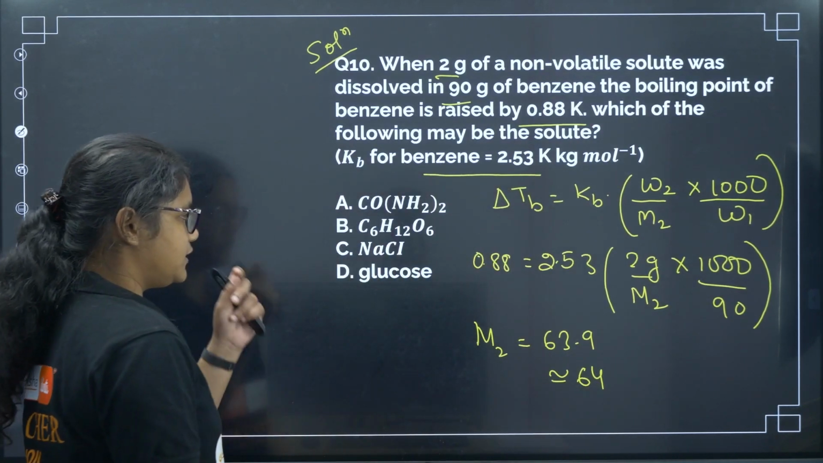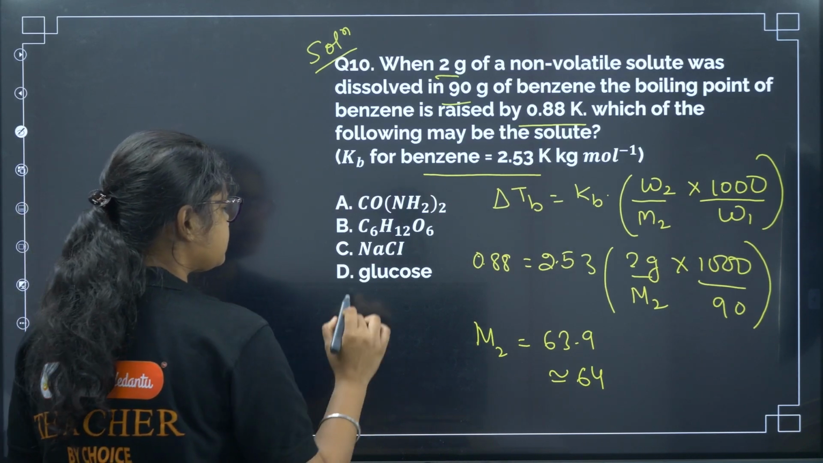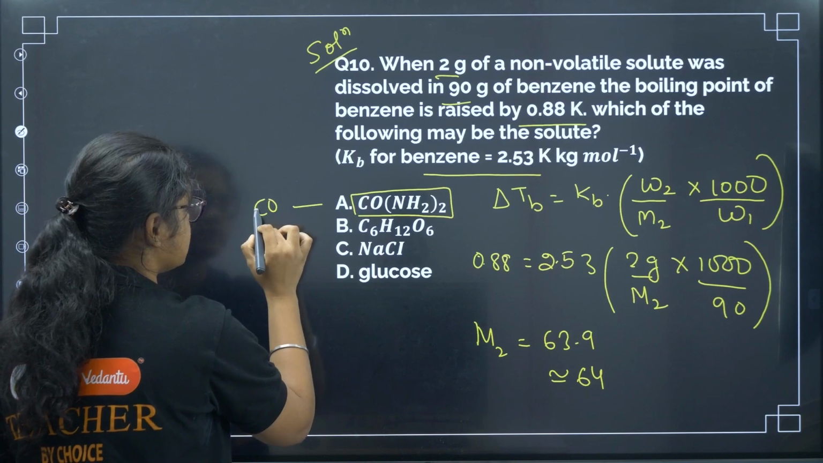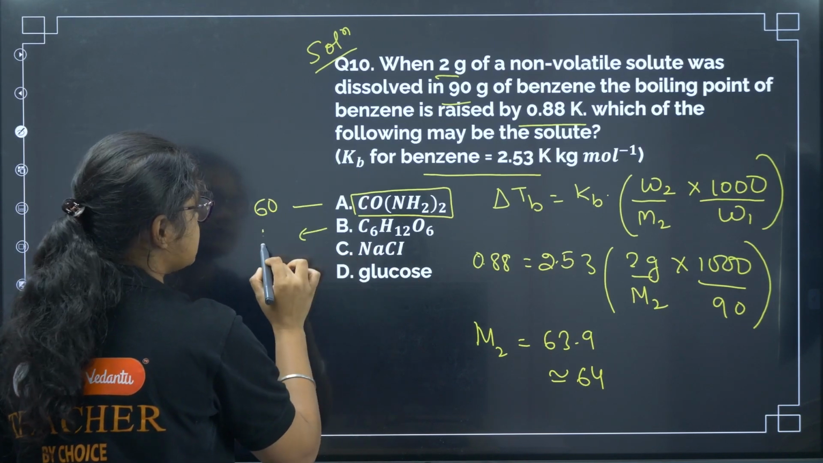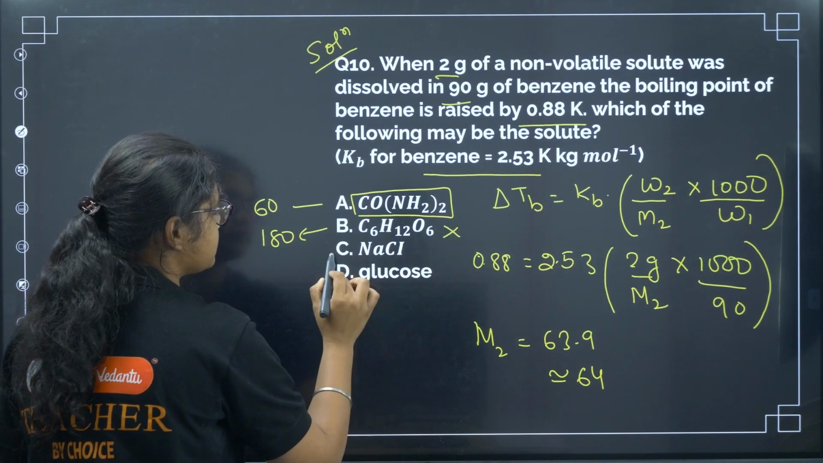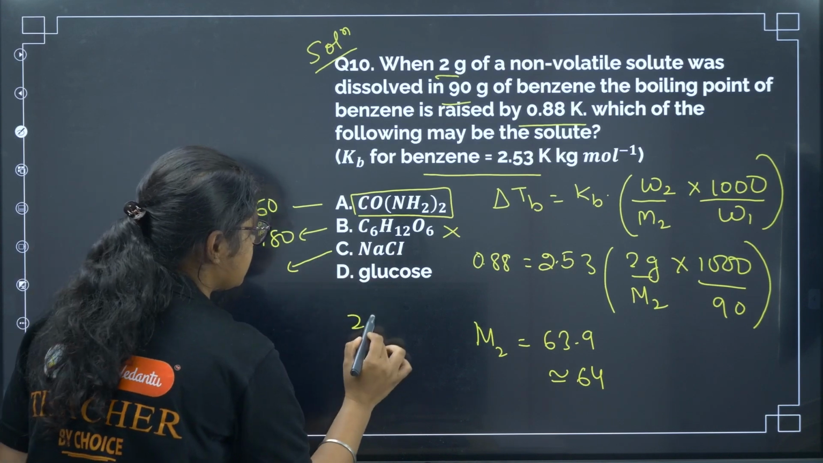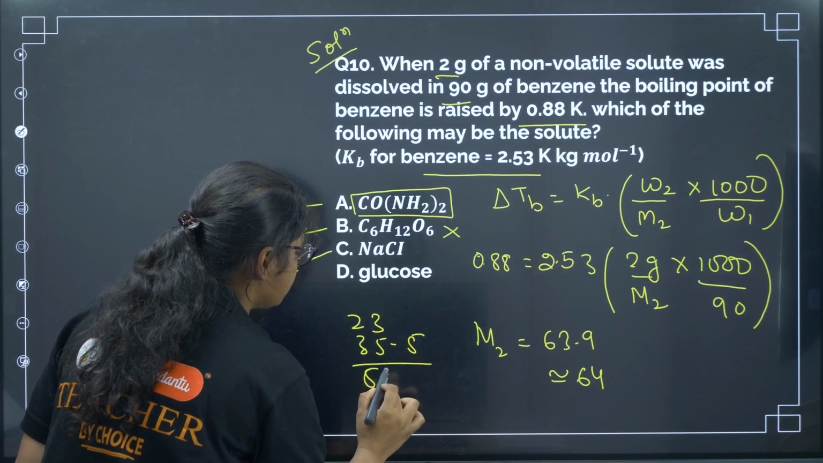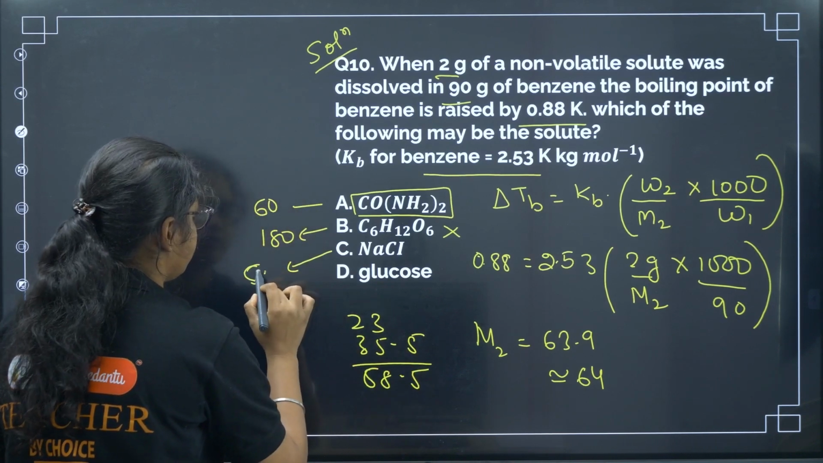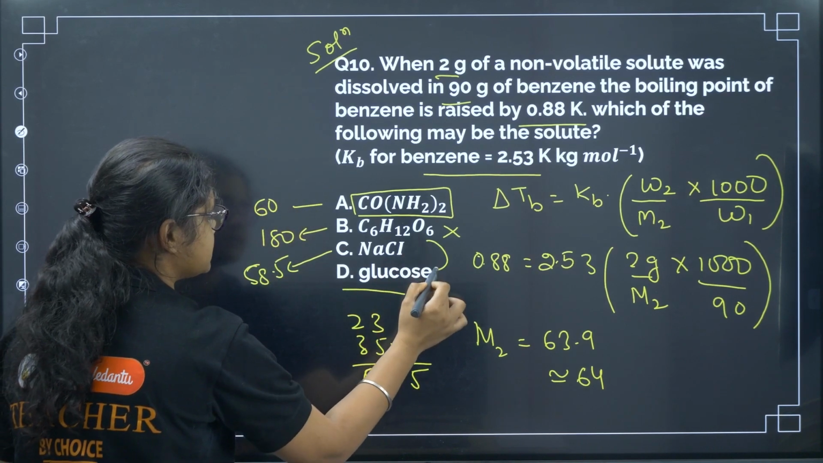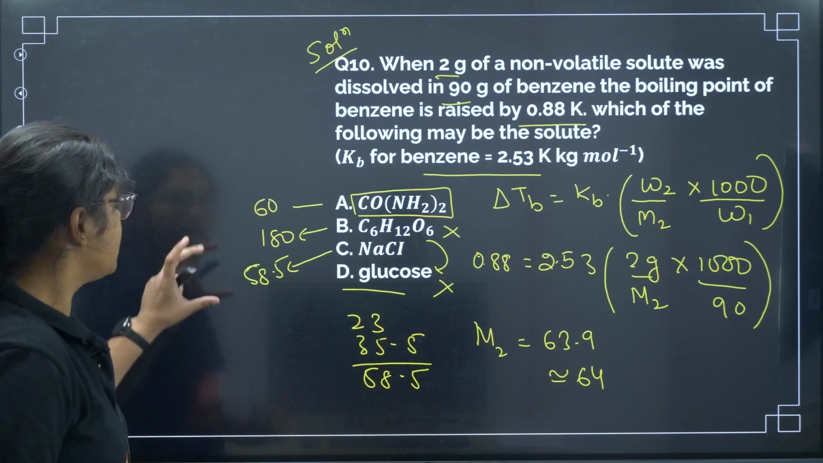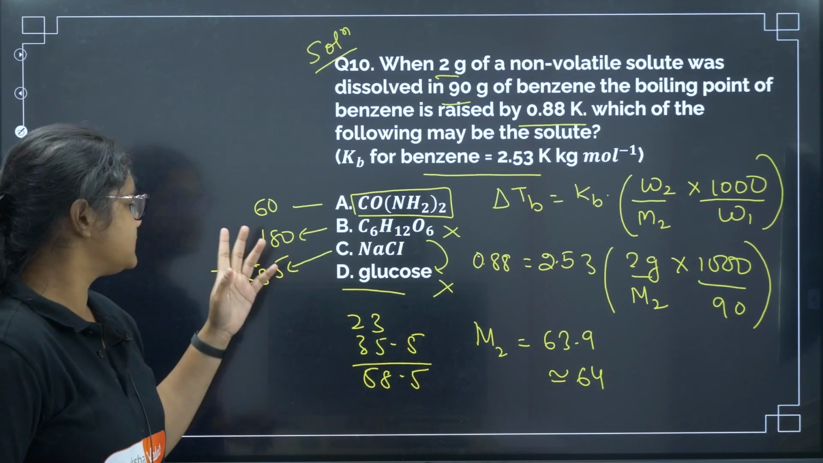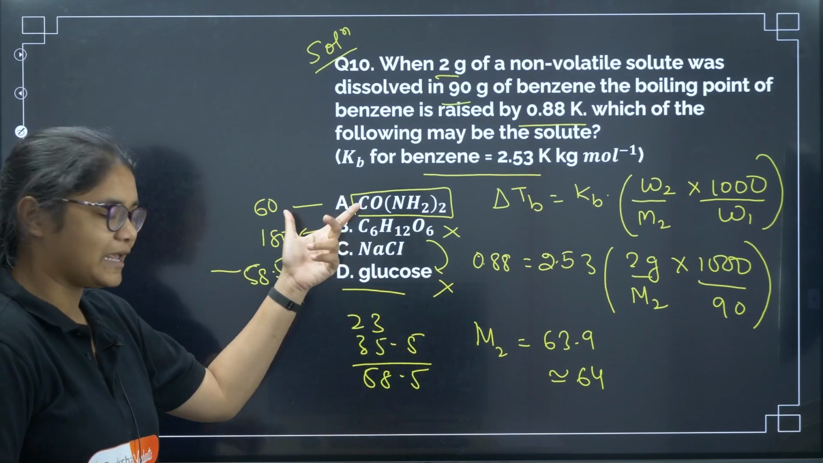Okay? Now if you see the options here, the mass will be coming, that is urea, its mass is somewhere around 60. C6H12O6, that is 180, we can eliminate this option. NaCl is 23 and chlorine is 35.5, right? So we will get 58.5, okay? 58.5, and glucose, this is the same option, so we can just remove this. Now if you compare these two, both are very close to 64. Now you can say 60 is much closer, so the answer can be 60.